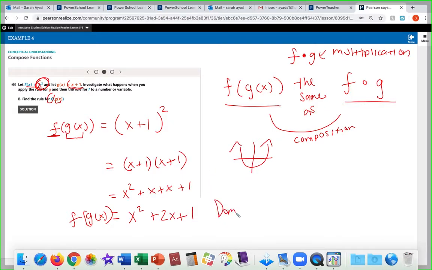All real numbers. So in this case, notice it keeps going left and right. So in this case, negative infinity to infinity, right? I don't have a variable in the denominator, anything like that, so there are no restrictions here.